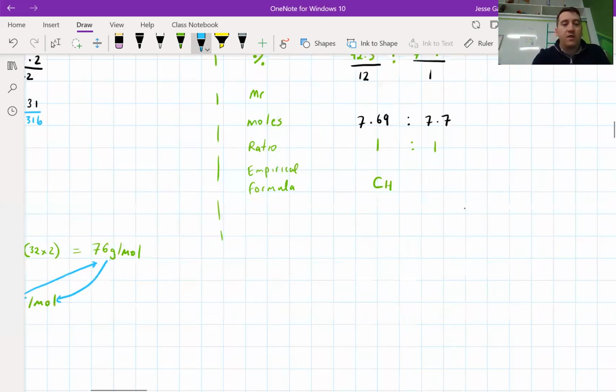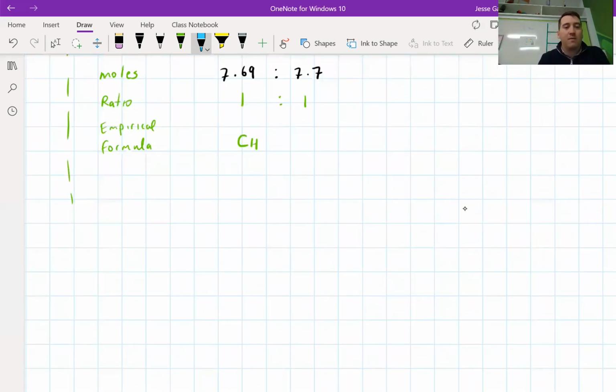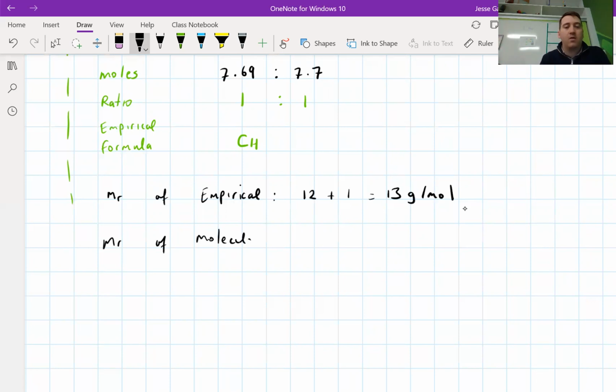What you have to do is the same thing over here. So we've worked out the empirical formula is CH. What we want to do now is work out the MR of the empirical formula. So go ahead and do that now. Pause the video, do the MR of the empirical formula. Okay, and what you should have got is 12 for the carbon plus 1 for the hydrogen, gives you 13 grams per mole. And now the MR of the molecular formula. And this is in the question up here.